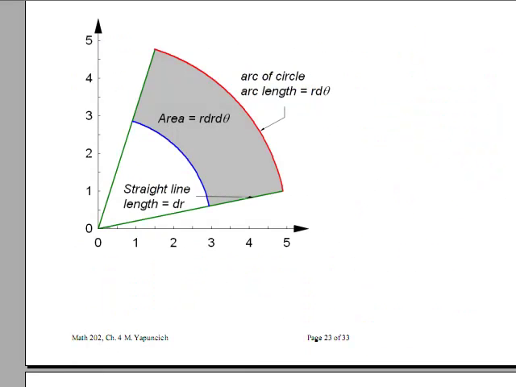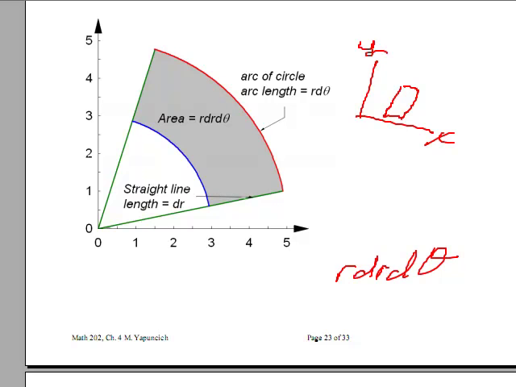In the homework, I asked you to show the geometric interpretation of this new area, this r dr d theta. And here's what it is. If you have a little region and it's a rectangle, what's the area of the rectangle? This is x and this is y. This would be dx, and this would be dy, and the area would be dx dy.